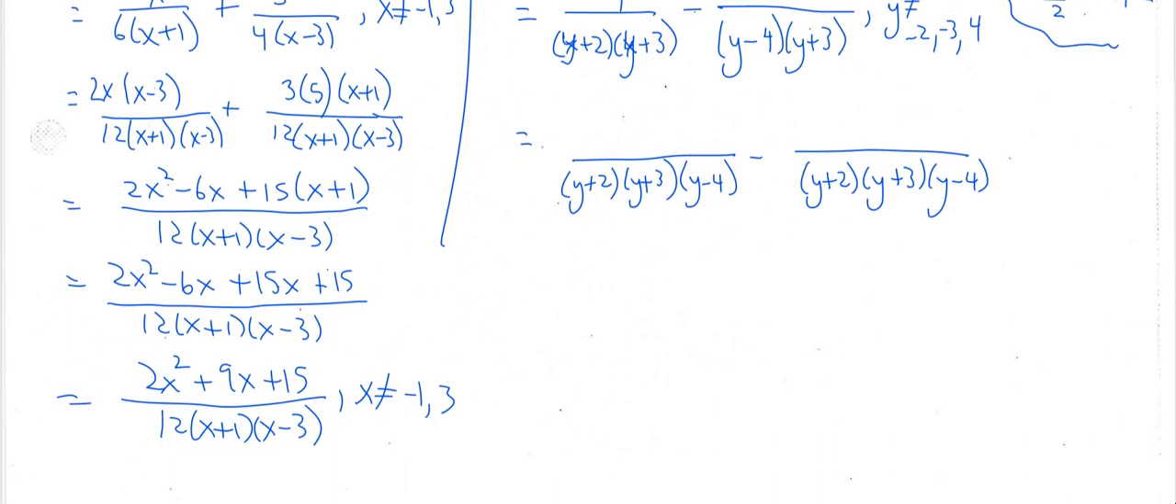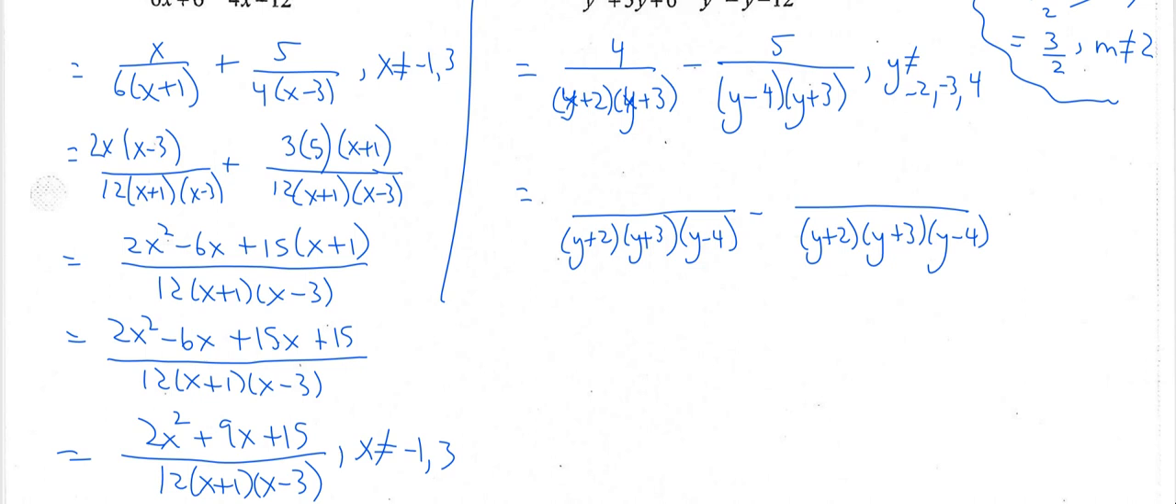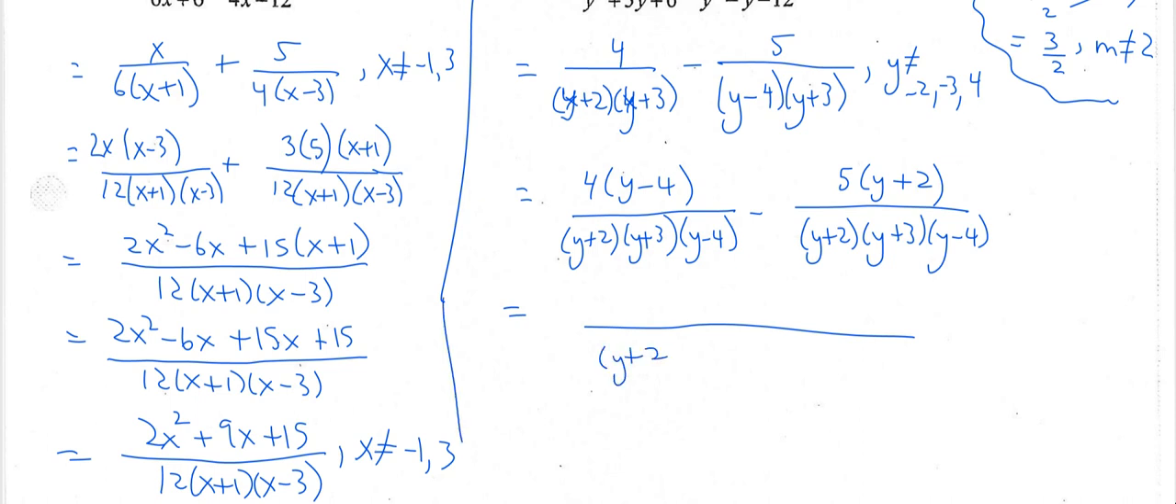Okay, what goes in the numerator? So first denominator, I need times y minus 4, so I will put 4 times y minus 4. Second denominator, I need to multiply by y plus 2. So I have 5 times y plus 2. All right, and then I can put them all together. Y plus 2, y plus 3, y minus 4.